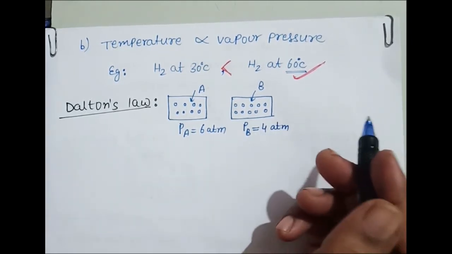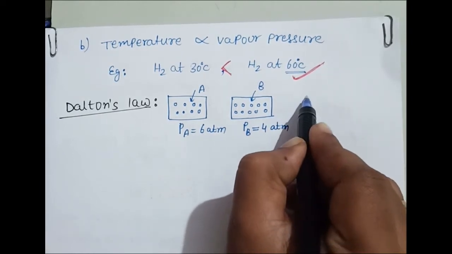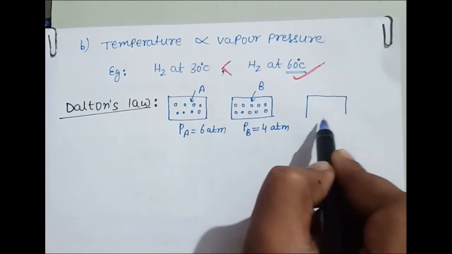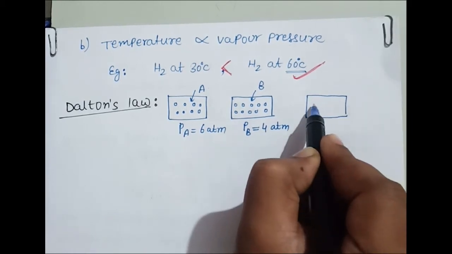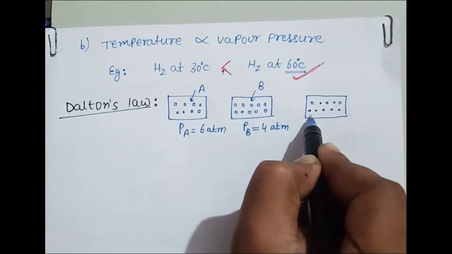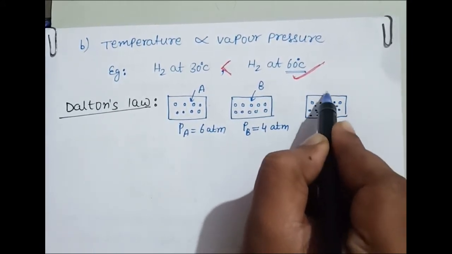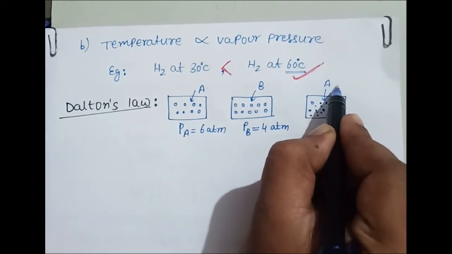The pressure due to gas B is 4 atm. Now I am taking this container of the same volume. In all these cases, the volume is common. Now I am putting gas A and gas B here. Both gases are kept here.